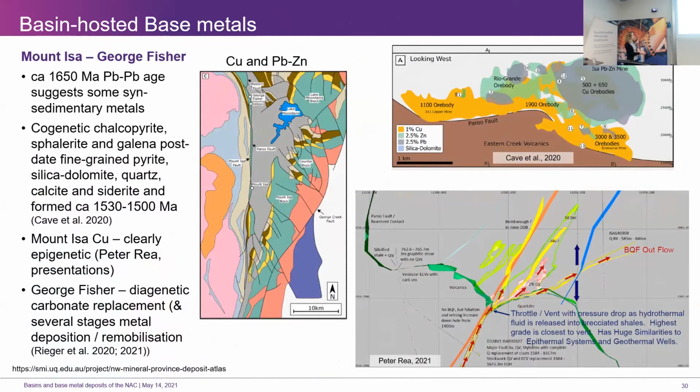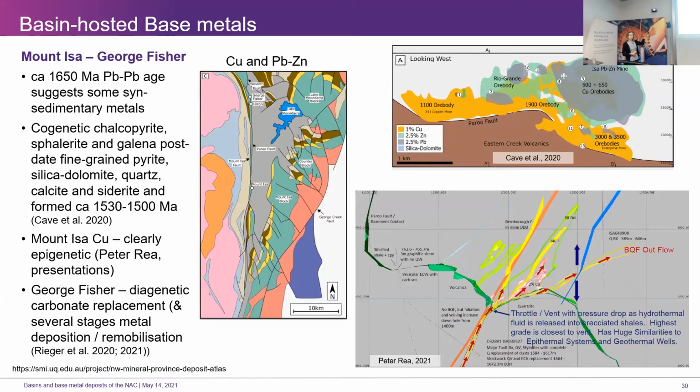times recently, this lower right image. So in green is the basement fault. Below that, you have the Eastern Creek volcanics, basalts that are recognized. They're altered and probably sourced a lot of the copper and or lead zinc.